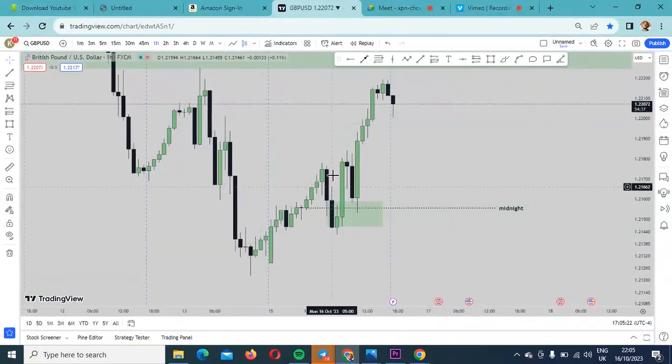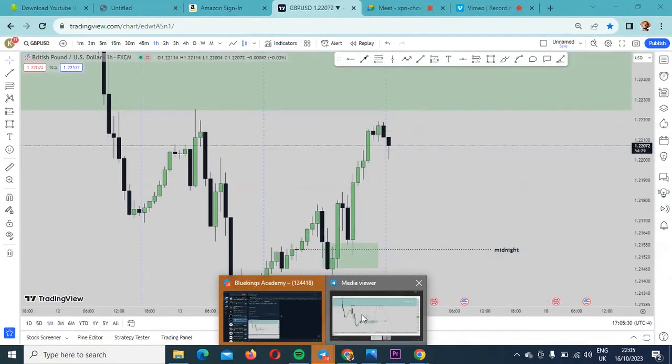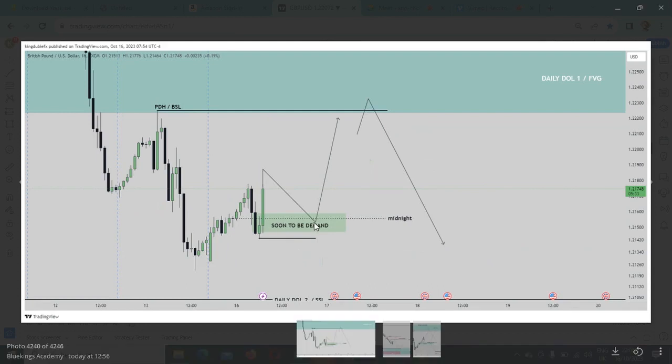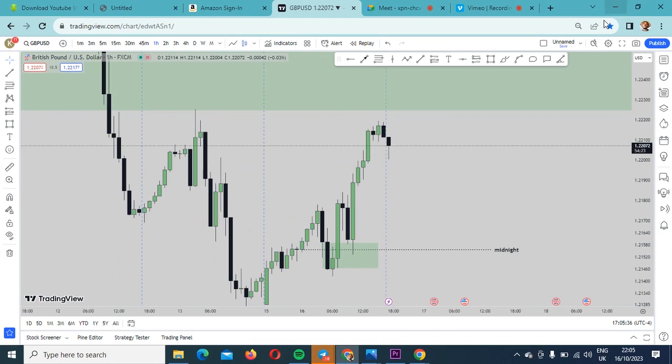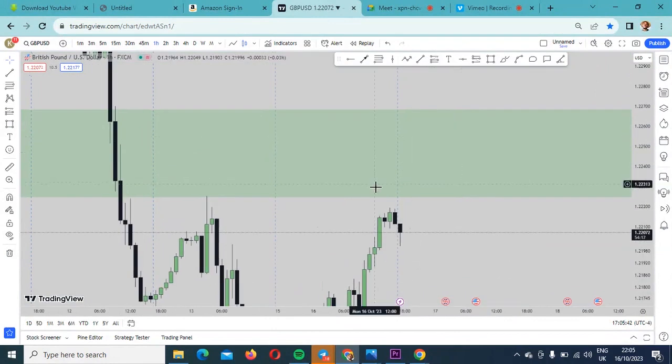Price is now expecting a break of structure. Break of structure here that changed character to the upside. It went below midnight just as I anticipated here. Next I expected it to go below midnight inside this demand and spike up, exactly what it did. It went low and went up. Simple.